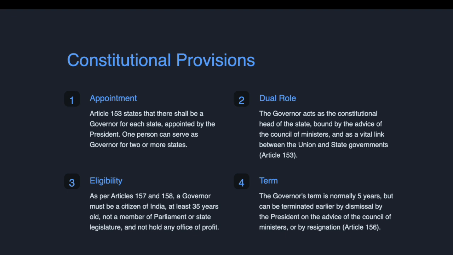Dual role: the governor acts as the constitutional head of the state, bound by the advice of the Council of Ministers, and acts as a vital link between the union and state governance. Eligibility: as per Article 157 and 158, a governor must be a citizen of India, at least 35 years old, not a member of parliament or state legislature, and not hold any office of profit.